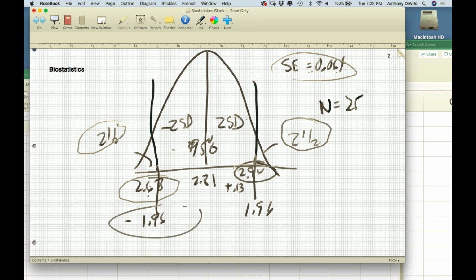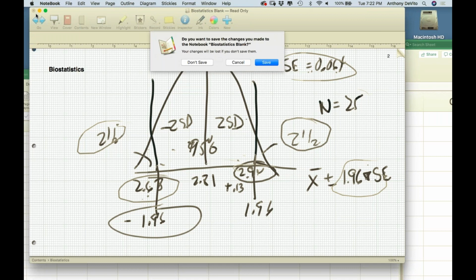So if I want to know the probability of getting a sample within that range, I would take my mean and add and subtract 1.96 times my standard error, and that would give me the range that I would get for 95% of the samples. Well, I'm going to look at this another way. I'm going to use this information to help me create what I'm going to call a confidence interval.